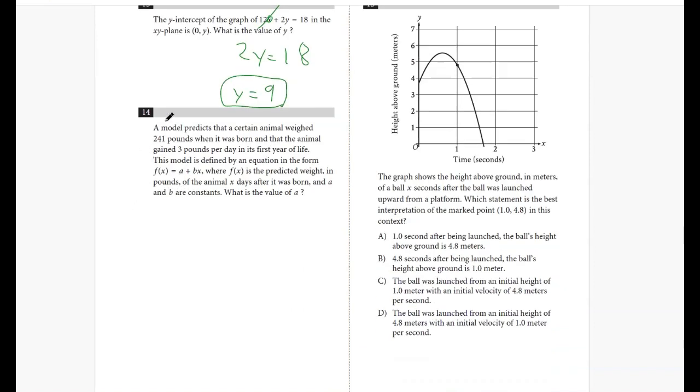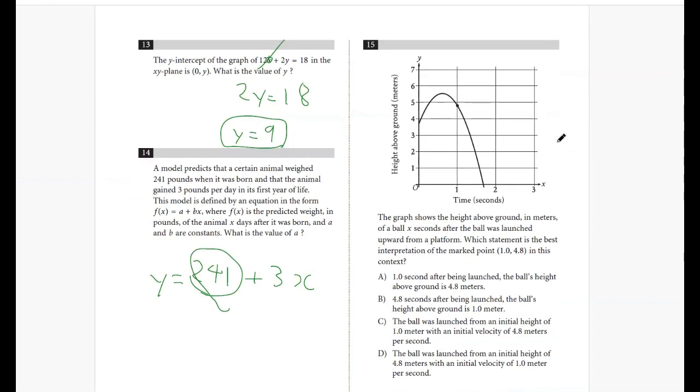A model predicts that a certain animal weighed 241 pounds when it was born and that the animal gained 3 pounds per day in its first year of life. This model is defined by an equation in the form f of x is equal to a plus bx, where f of x is the predicted weight in pounds of the animal x days after it was born, and a and b are constants. What is the value of a? So initially it was 241 pounds, and it gains weight 3 pounds per day. So a is equal to 241 here. So 241 is the correct answer.